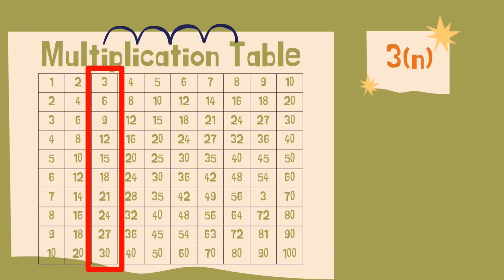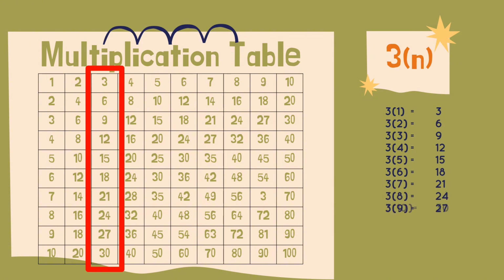How about if that is 3, 6, 9, 12, 15, 18, 21, 24, 27, 30? This time, the pattern is it adds 3. So therefore, that is 3 times n. 3 times 1 equals 3. 3 times 2 equals 6. 3 times 3 equals 9. 3 times 4 equals 12. 3 times 5 equals 15. 3 times 6 equals 18. 3 times 7 equals 21. 3 times 8, that is 24. 3 times 9, that is 27. And 3 times 10 equals 30.